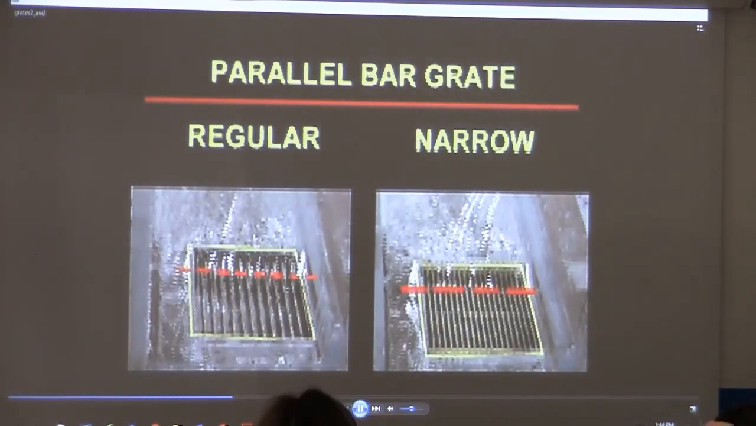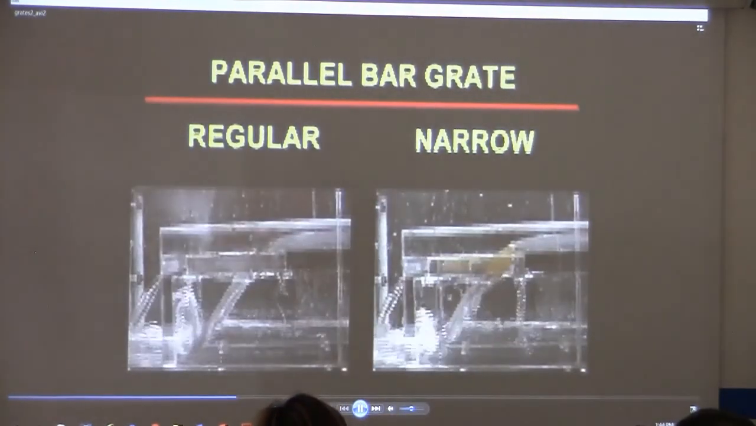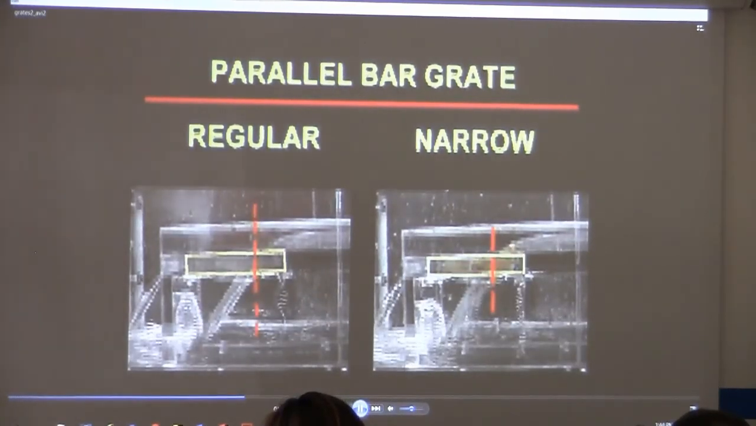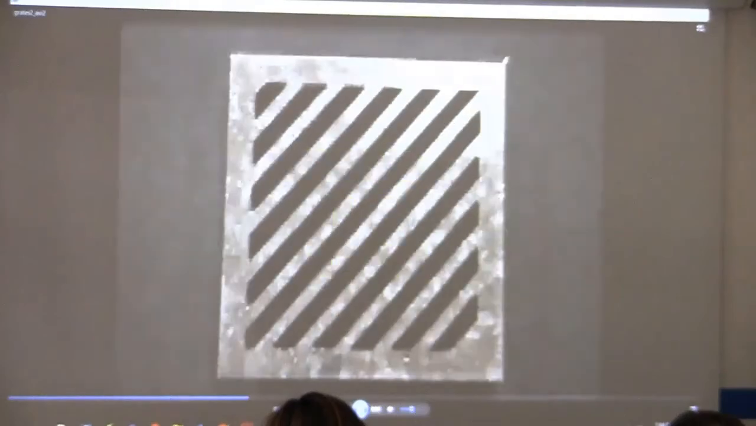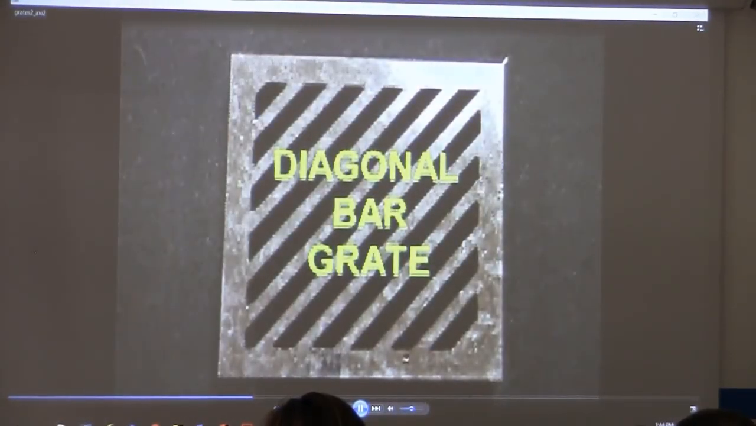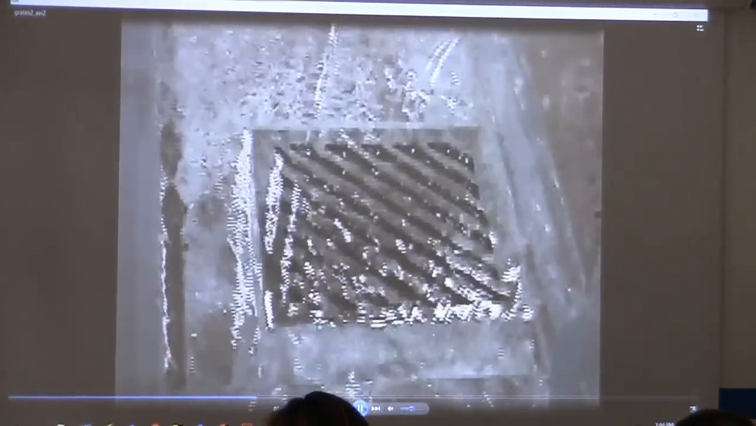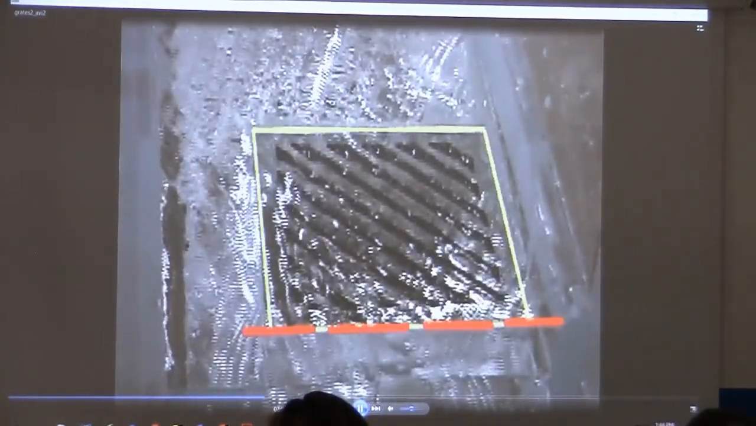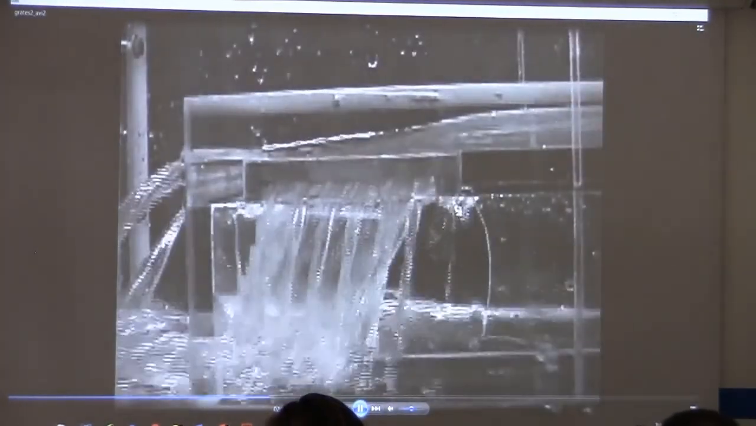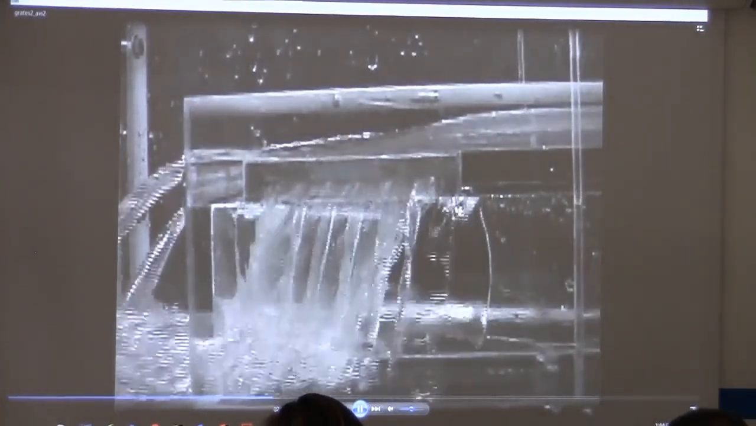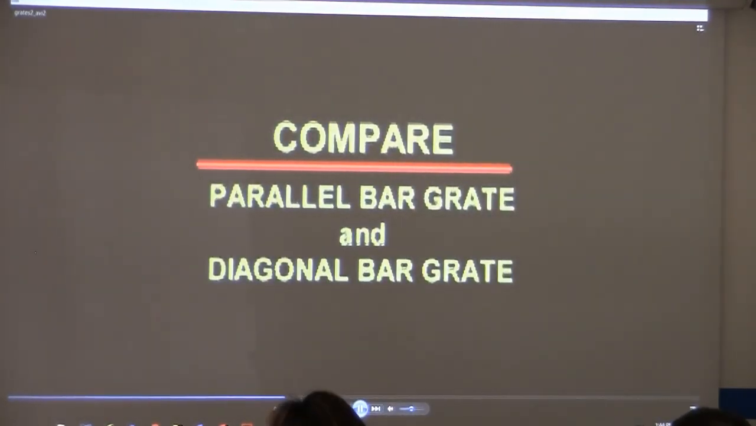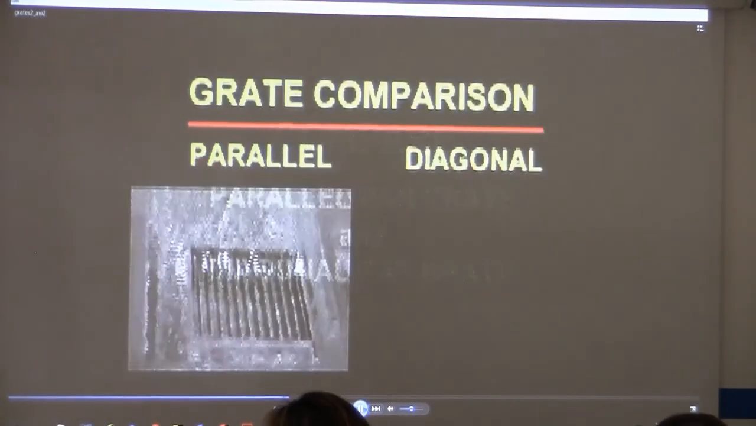Notice that side flow too. It looked like it. In case you didn't get it.